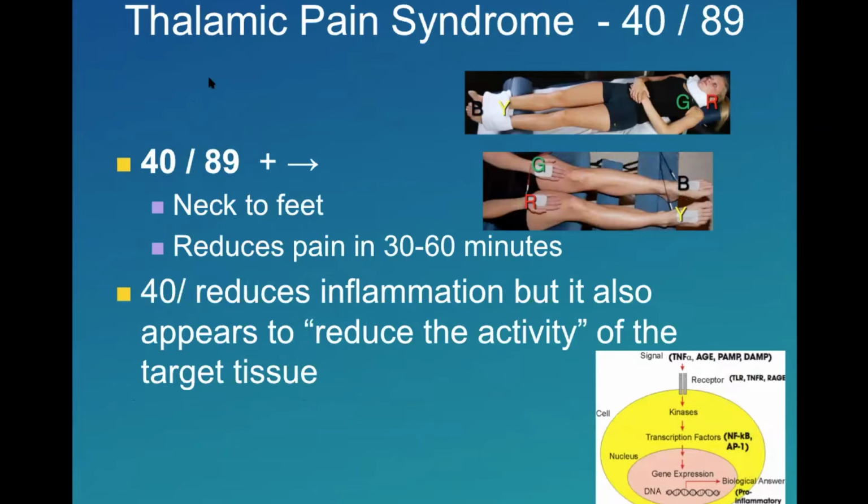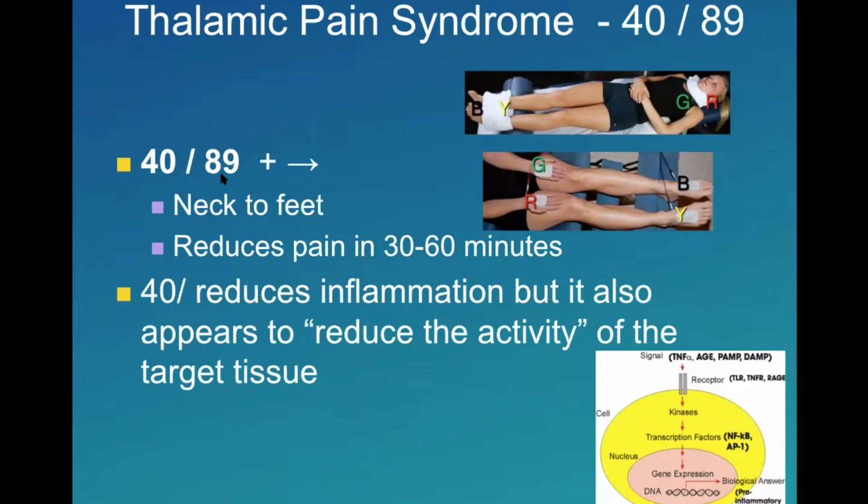So, thalamic pain syndrome from strokes, right? We get rid of thalamic pain syndrome, central pain, 40 and 89. You run that neck to feet. We know that 40 hertz reduces inflammation. I don't have any information that tells me that thalamic pain syndrome is caused by inflammation in the thalamus, although it could be, because it's in response to a stroke, right? So once you have a stroke, the cells are ischemic, they die, they're dysfunctional, there's inflammation.